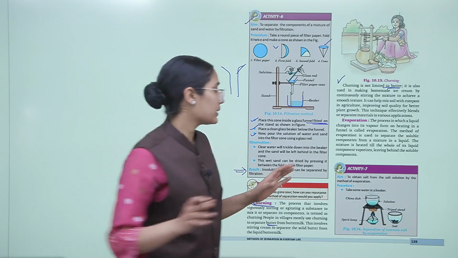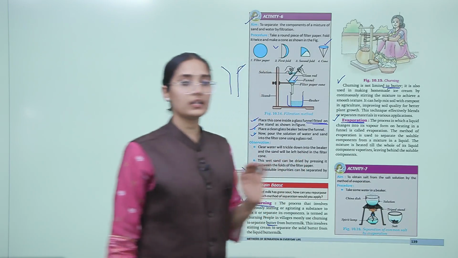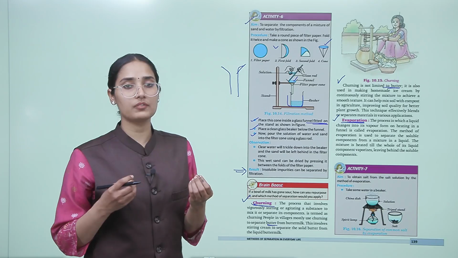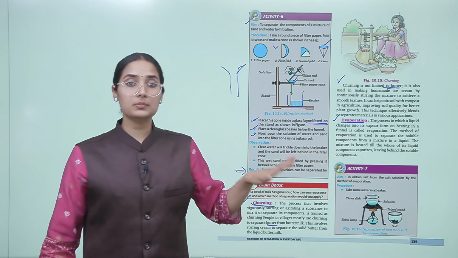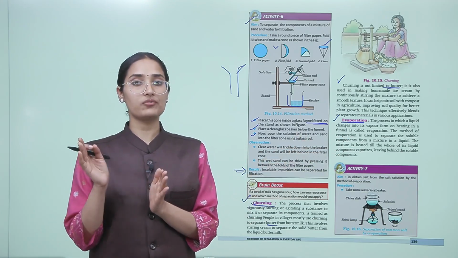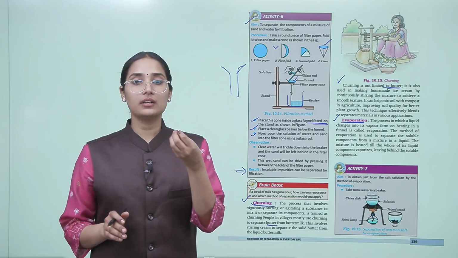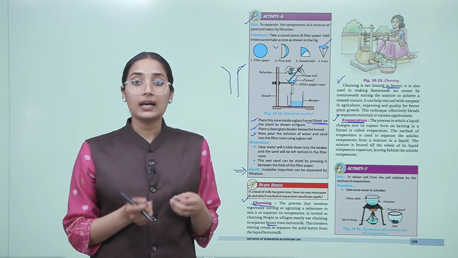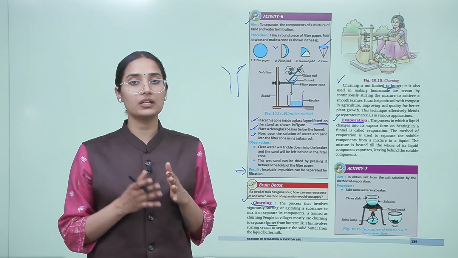Now there is another method called evaporation. Till now all the methods included physical separation. Now comes evaporation. This is the process in which a liquid changes into its vapor form on heating. So when the liquid changes its form to water vapor, that is called evaporation. And the method of evaporation is used to separate soluble components from a mixture in a liquid.